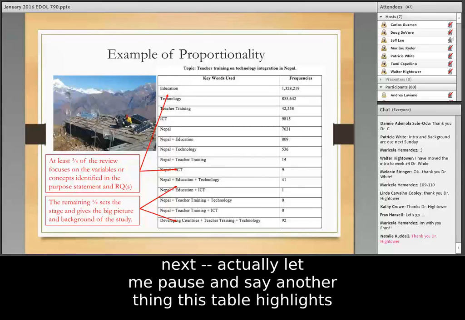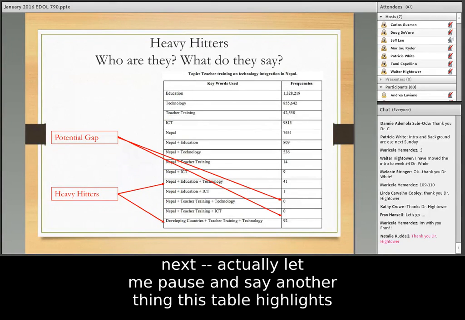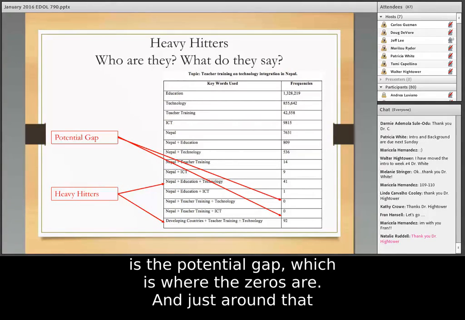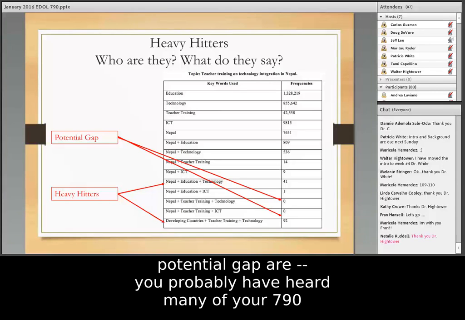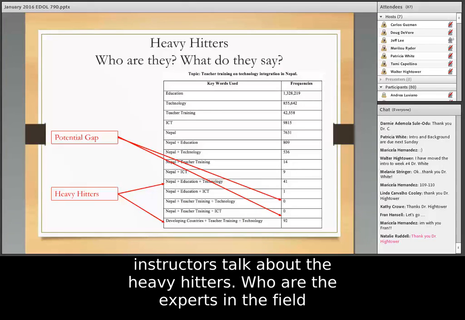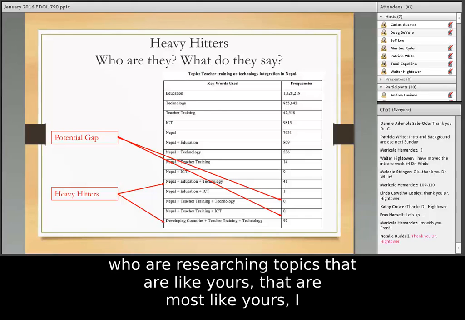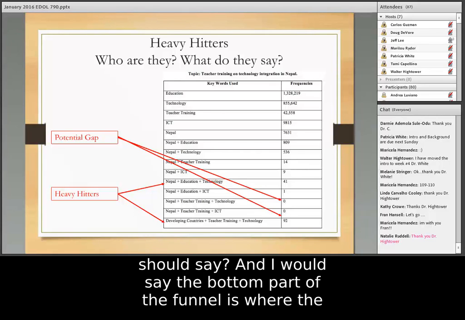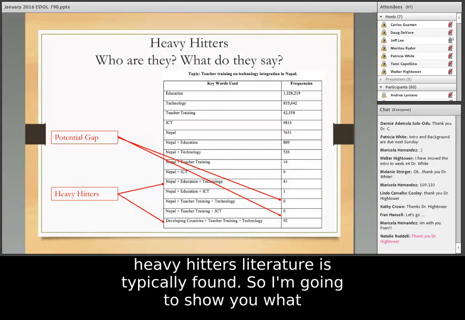Actually, let me pause and say another thing this table highlights is the potential gap, which is where the zeros are. And just around that potential gap, you probably have heard many of your 790 instructors talk about the heavy hitters, right? Who are the experts in the field who are researching topics that are most like yours, I should say. And I would say the bottom part of the funnel is where the heavy hitters literature is typically found.